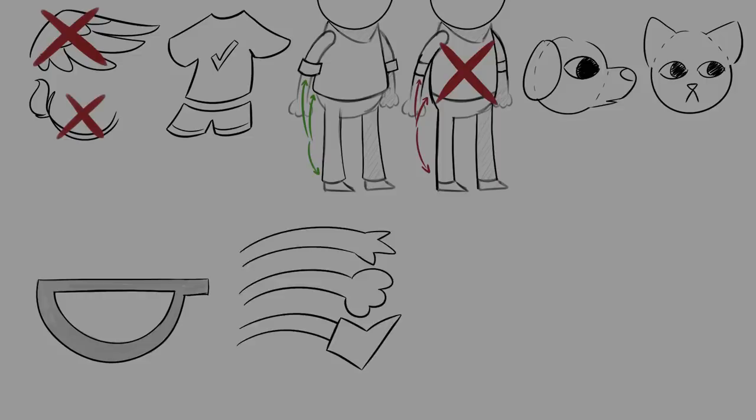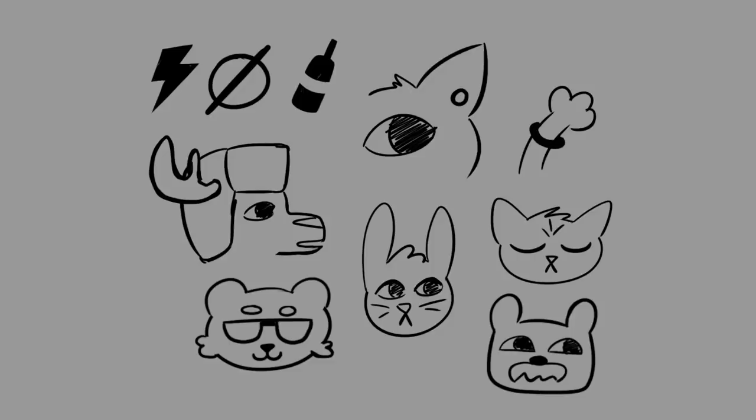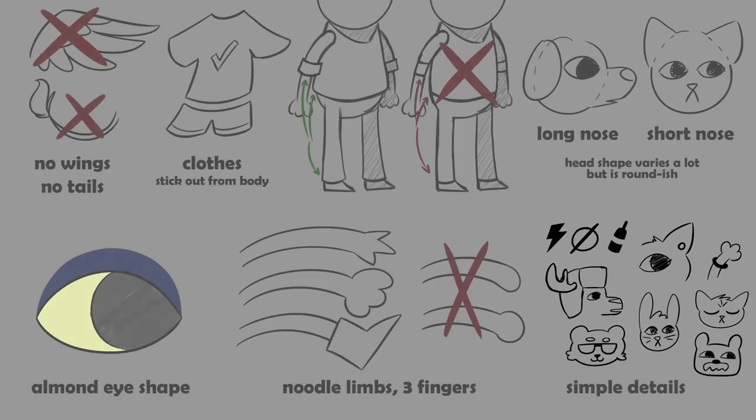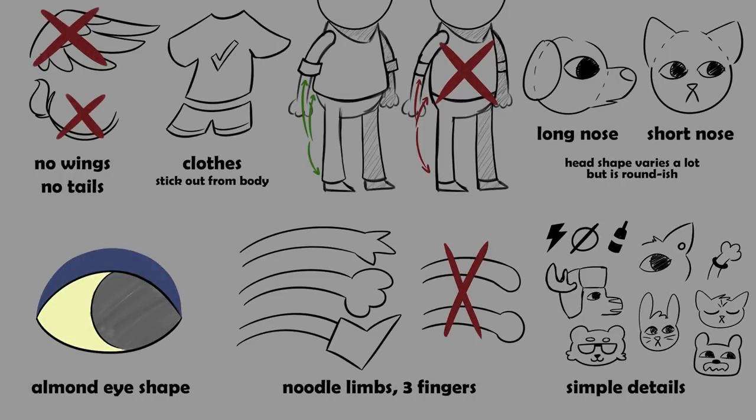Noodle arms and legs with shoes and three-finger hands, no balls or nubs. Details might be jewelry, a symbol on a shirt, hat, eyebrows, whisker lines, hair tufts. Those are some examples of simple shape details you can add to make your design stand out. Just be careful not to overload your character with props and features. Those are the fundamentals of Night in the Woods character design.